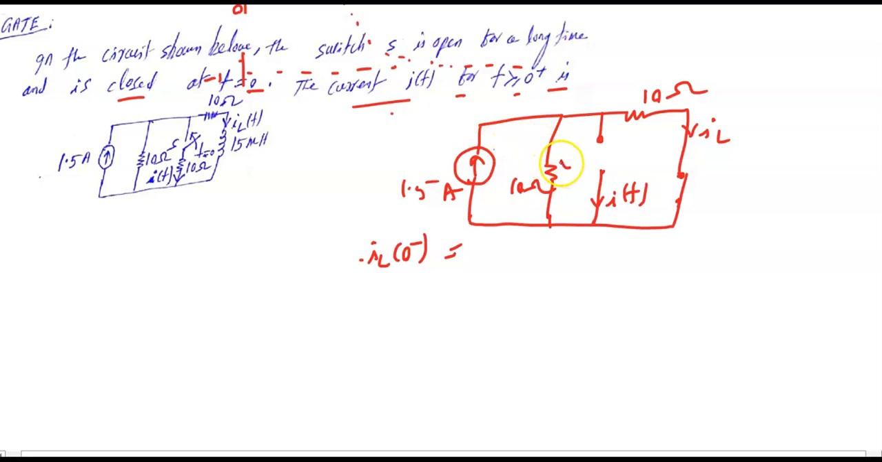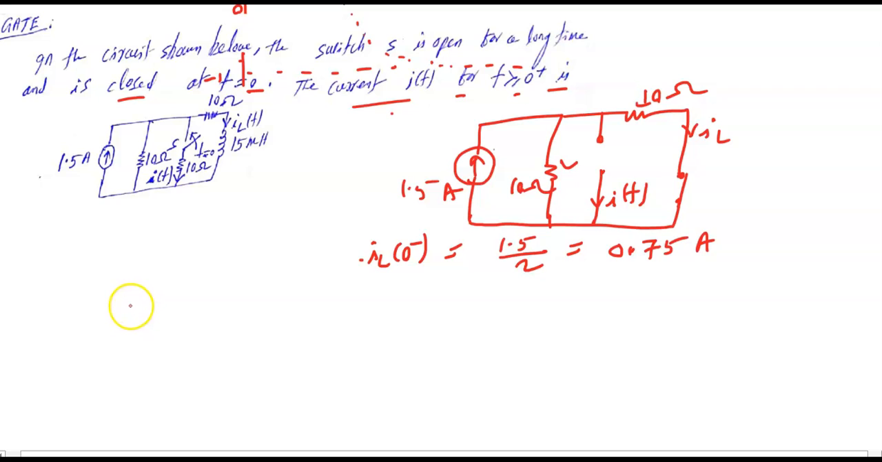So you can see here 10 ohm resistors, here 10 ohm resistors. So the current will be equally divided. So 1.5 ampere upon 2, that is 0.75 ampere. Because only one energy storing element.